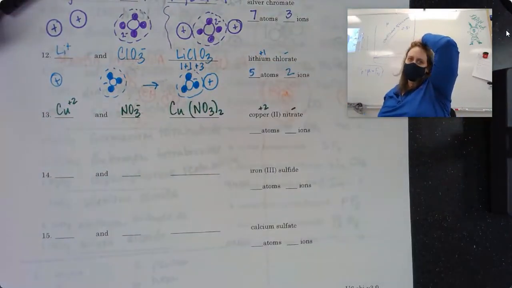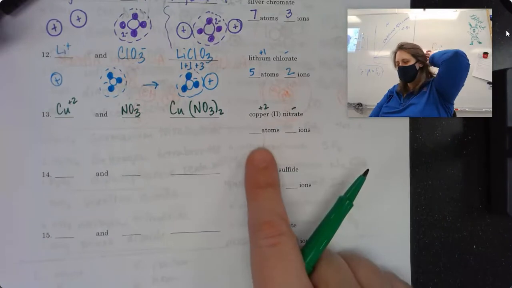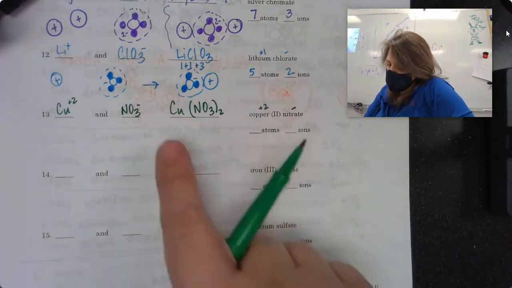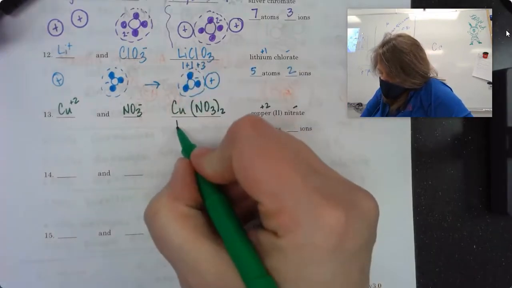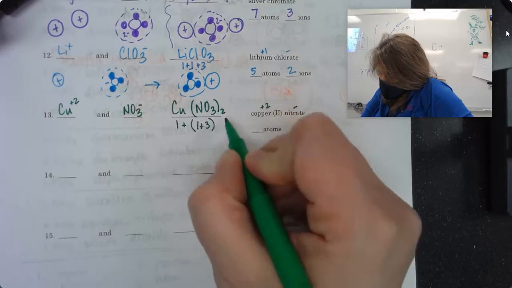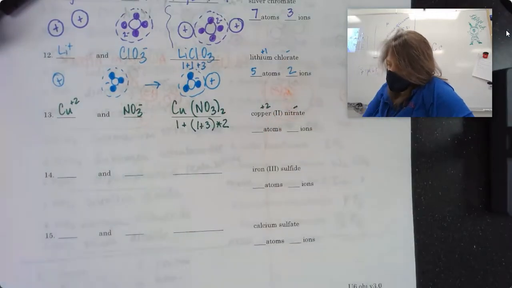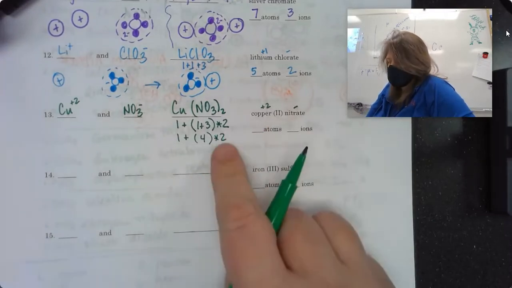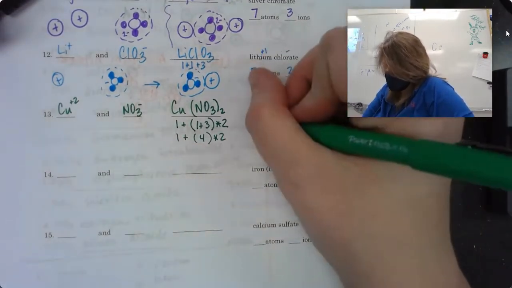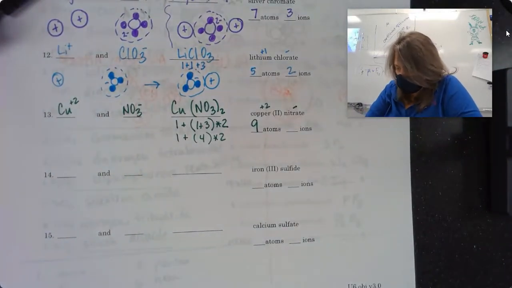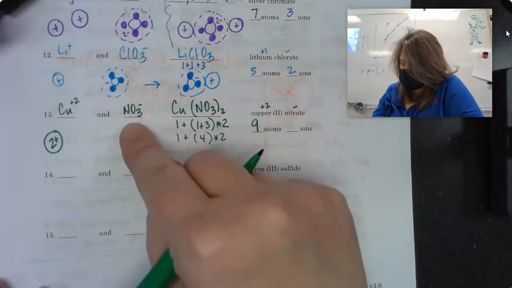Now, for this atoms and ions thing, if I want to know how many atoms I have, I can do math like I did up here. I can say 1 plus, and then inside the parentheses, I've got 1 plus 3, times 2. All right, so it's like 1 plus 4 times 2. So 2 times 4 is 8, plus 1 is 9 atoms. So I should have 9 atoms when I draw this out. I've got 1 copper ion, and then we said we needed 2 of these nitrates.